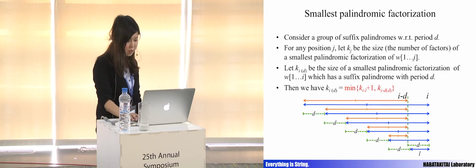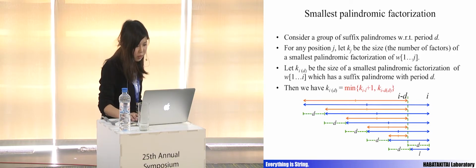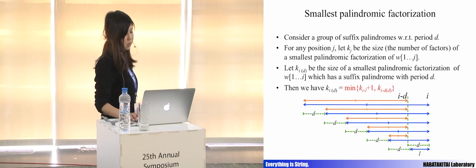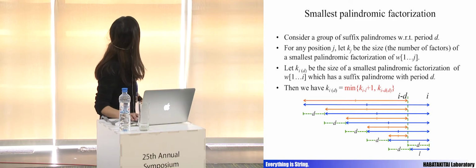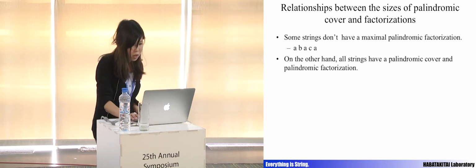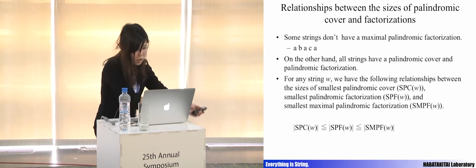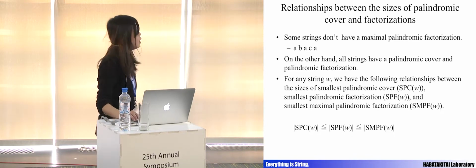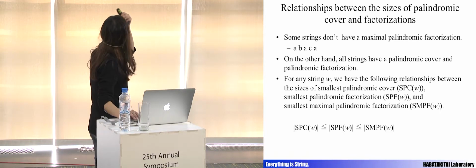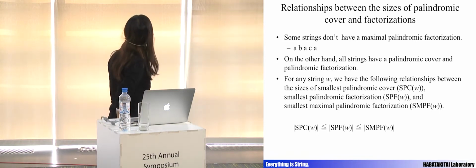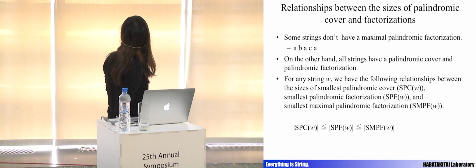Therefore, at each position I, it takes O(log I) time, so in total it takes O(n log n) time. And I show the relationships between the size of palindromic cover and factorization. Some strings don't have a maximal palindromic factorization, like this example. On the other hand, all strings have a palindromic cover and palindromic factorization.